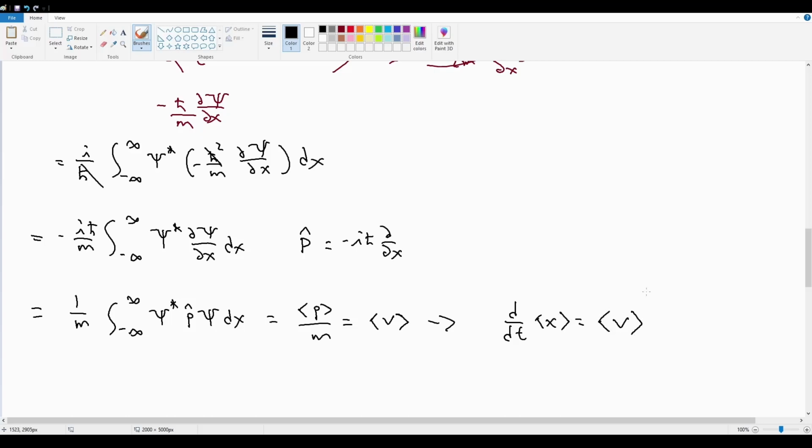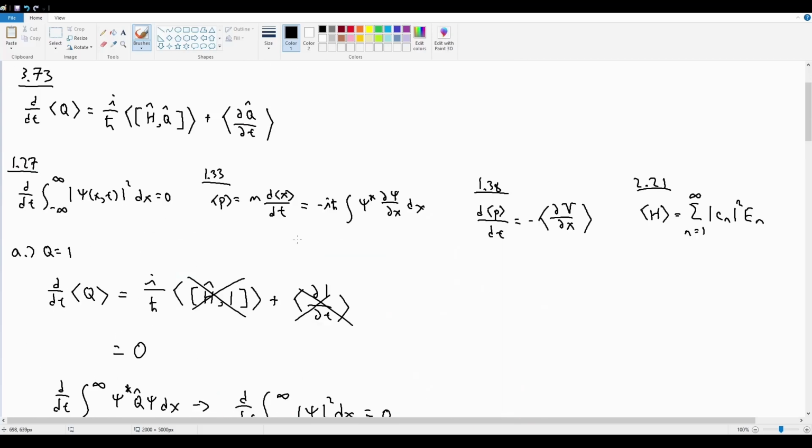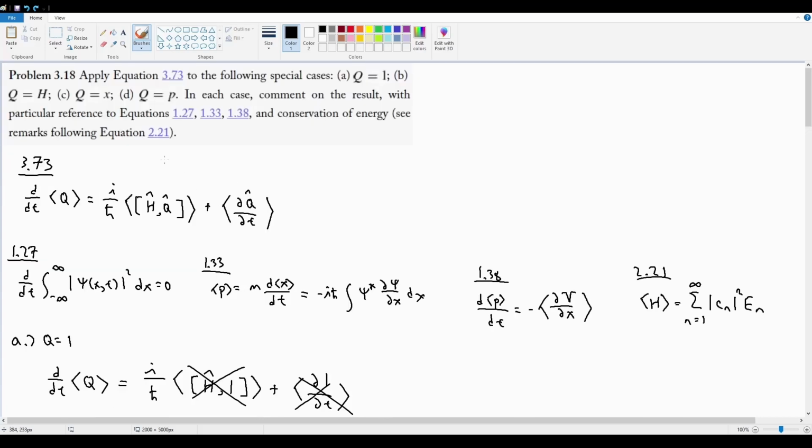This is exactly what we showed way back in chapter 1, and this is also, I believe, one of these expressions. Yeah, this right here, right? 1.33. So we've linked it back to one of the earlier expressions that we were told to, and with that, we're done with part C. Let's move on to the final part, part D.